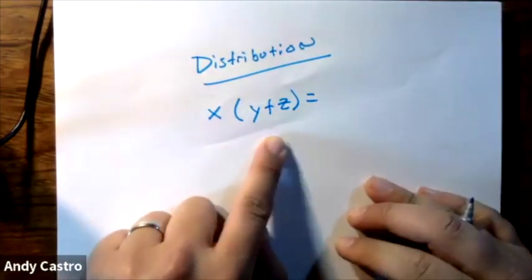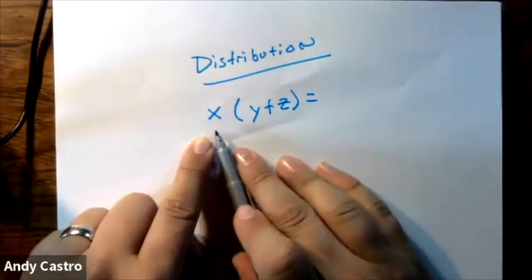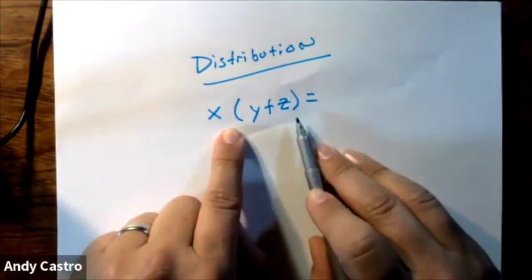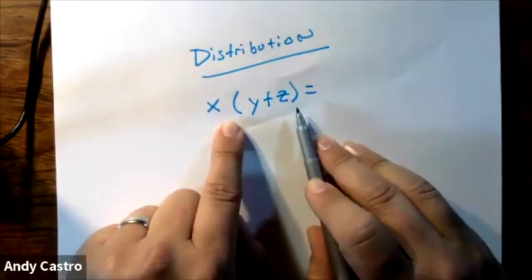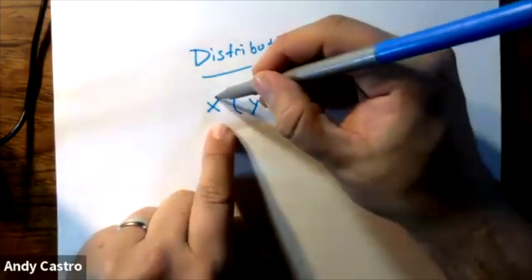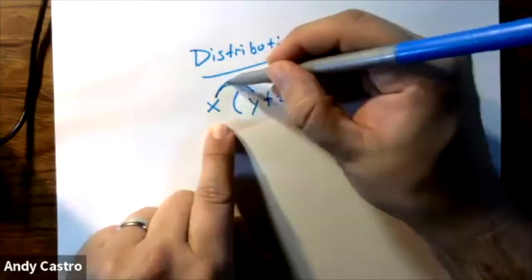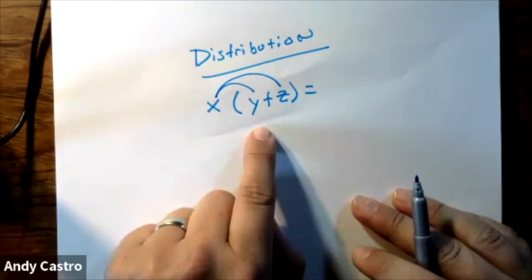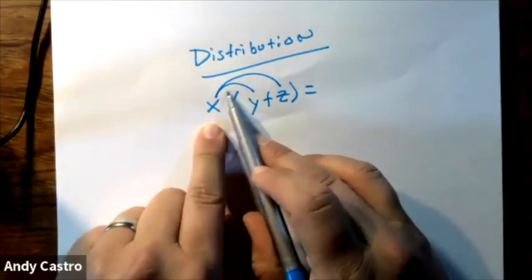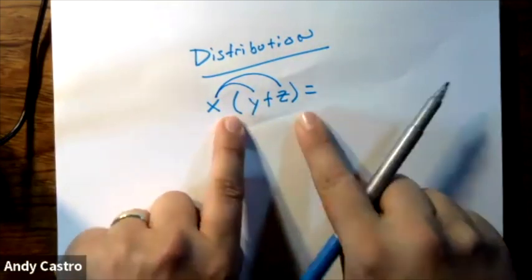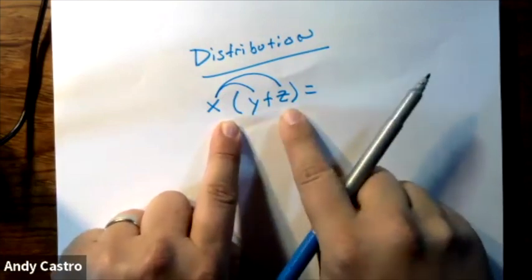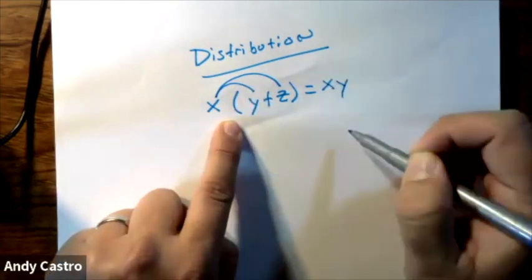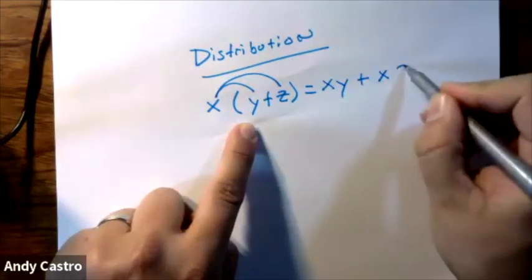If we have a situation like this, in which you have a number being multiplied by a quantity, we have what's called distribution. And what that means is this x distributes itself over addition and subtraction. Okay. So this would be x times the quantity y plus z becomes x times y plus x times z.